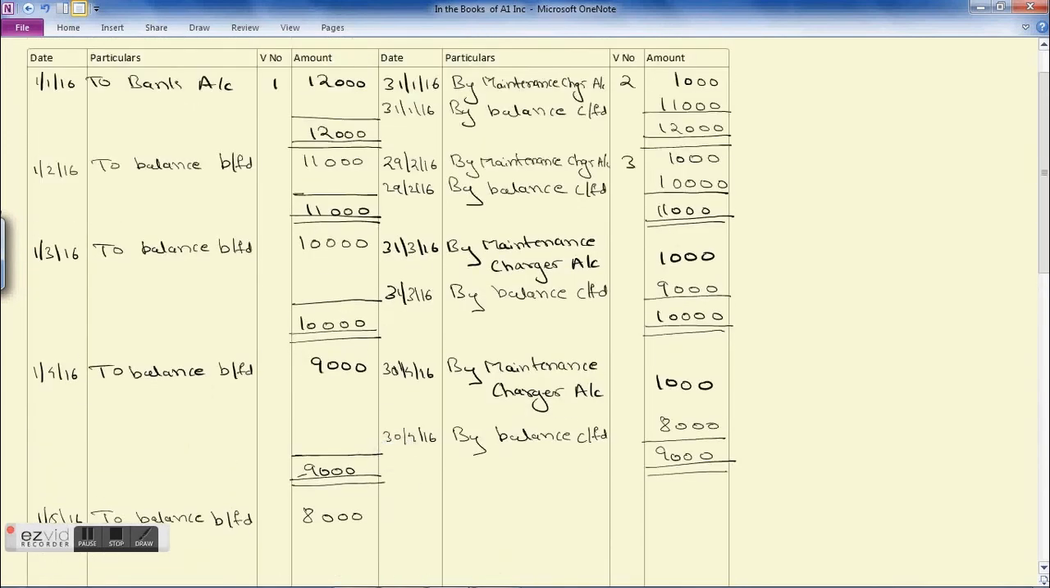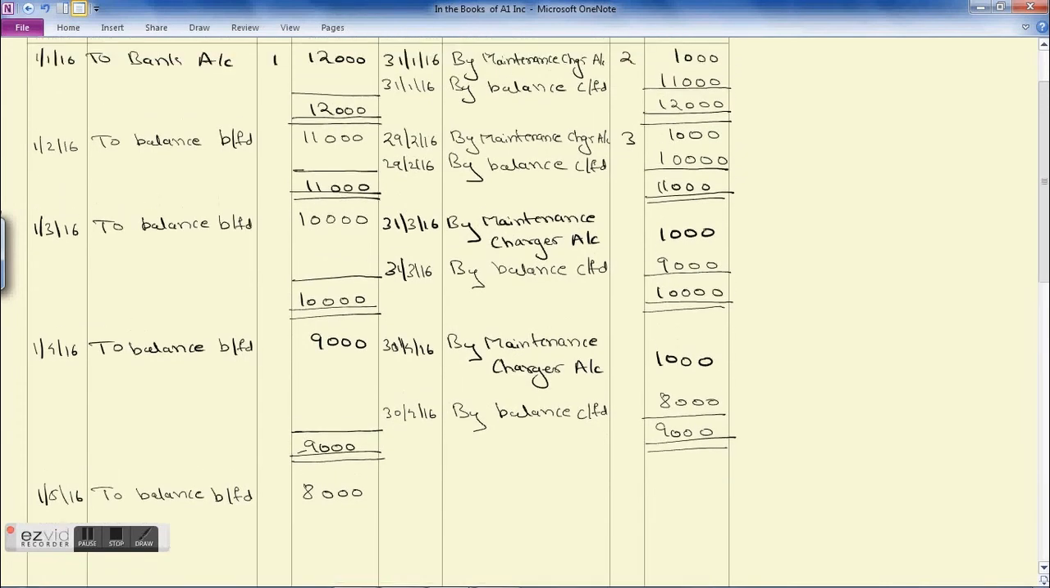Now if you look at ledger account systematically, you will come to know that the balance which has been brought forward at the beginning of each month goes on reducing. For example, on 1/12/2016, balance was 11,000. Then on 1/3/2016, balance has come to 10,000. 1/4/2016, balance has come to 9,000. 1/5/2016, balance has come to 8,000. So in prepaid expenses account, systematically the balance is coming down every month.